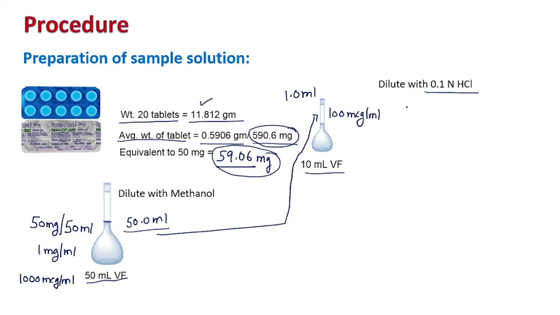Alright. Now again you can mix this well and pipette out 1 ml here and make up the volume to produce 10 ml. So what will be the concentration? Again a 10 times dilution you have done, so it will be 10 micrograms per ml, right?